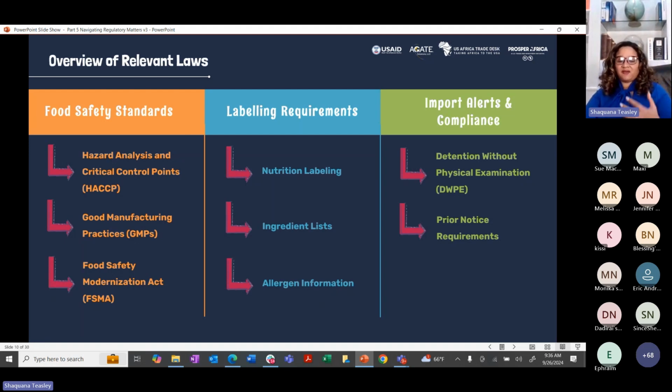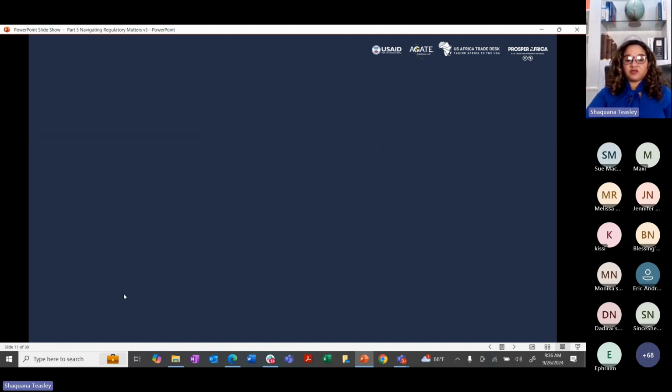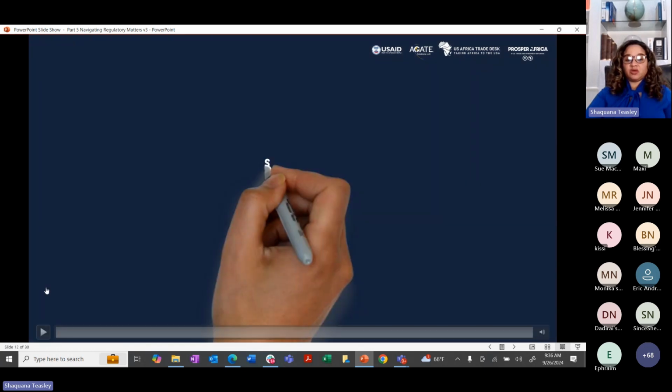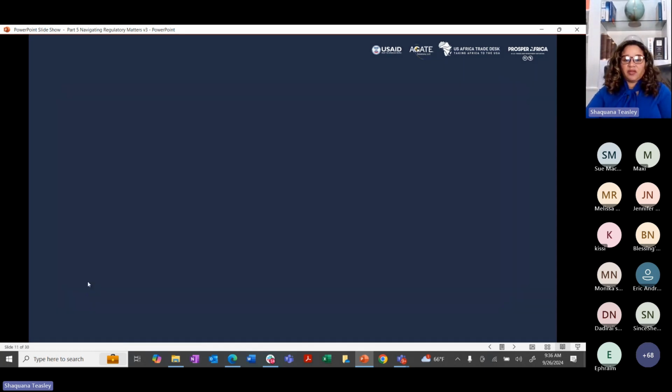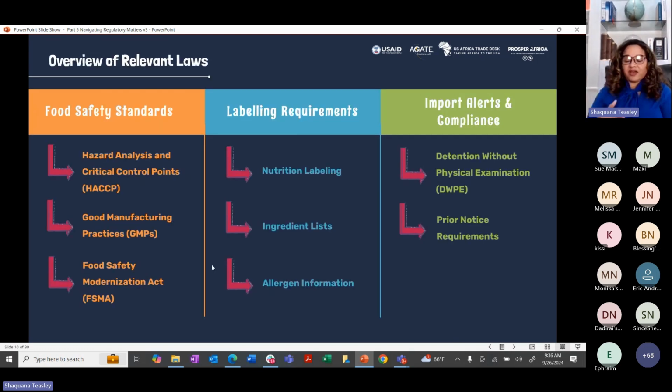Always try to have a plan. I cannot emphasize that enough because just acting blindly can be extremely costly. No one wants to do that. But when you have a plan that lists out these food safety standards, your labeling requirements, and what type of alerts that you need for compliance, you can have a checklist within your organization that ensures that you have everything that you need before you actually act.